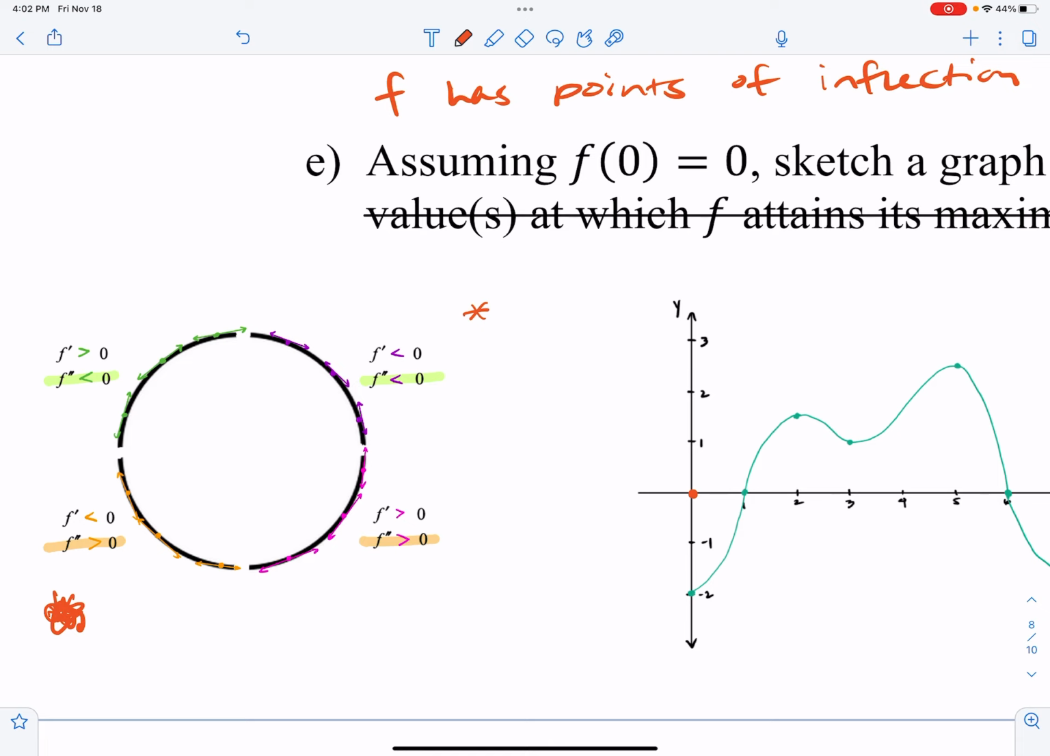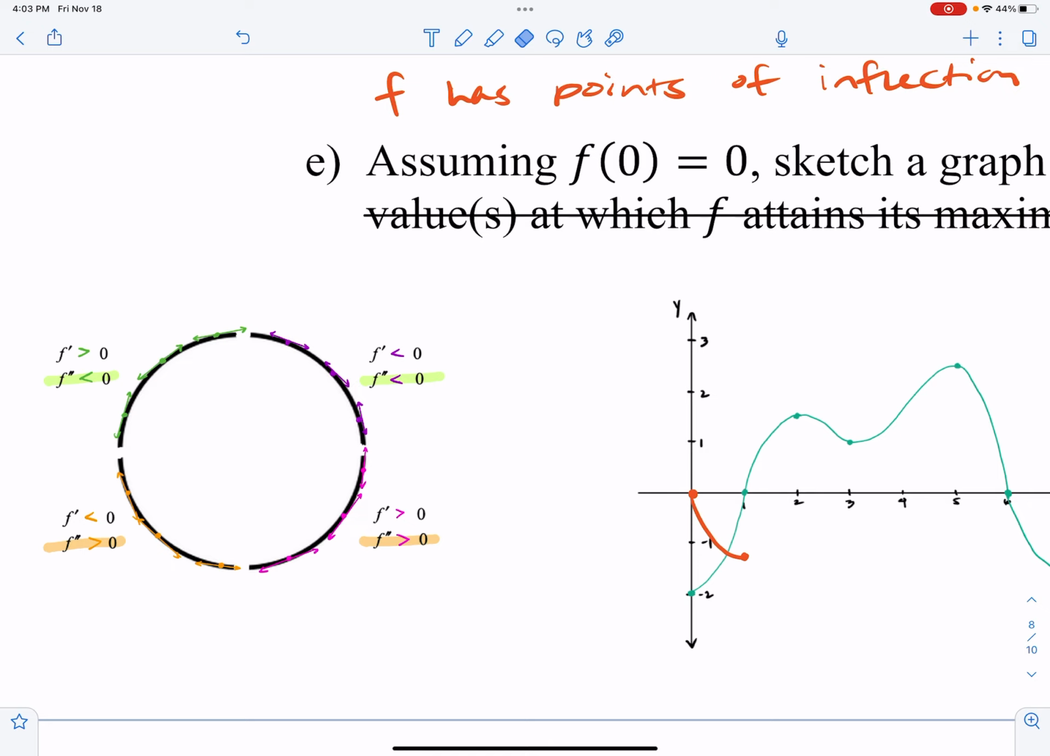So I'm going to draw a graph that's concave up. Okay. And then f is decreasing. Yeah, so it has to go down from that point. Okay. So let's go on to, how about from 1 to 2?